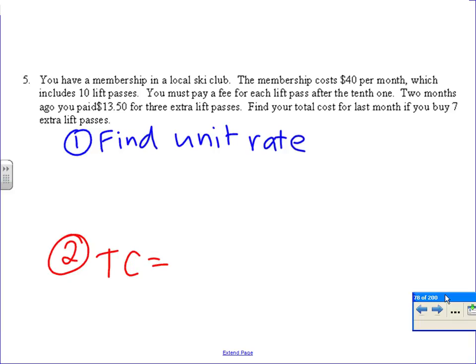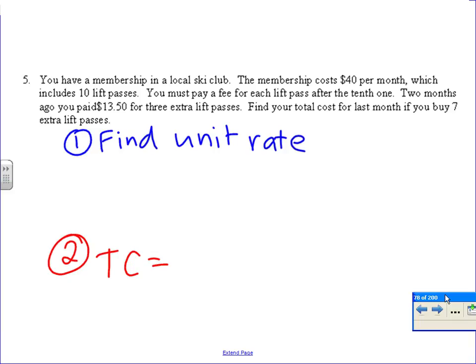There's a lot of information in this. We need to find the total cost. I wrote down for step 1 that we need to find the unit rate. What rate do we need to set up to help us with this? So I'll say that again. What rate do we need to set up to help us with this? Adam, what do you think? Okay, so cost for every extra lift pass. Is that what you're saying?